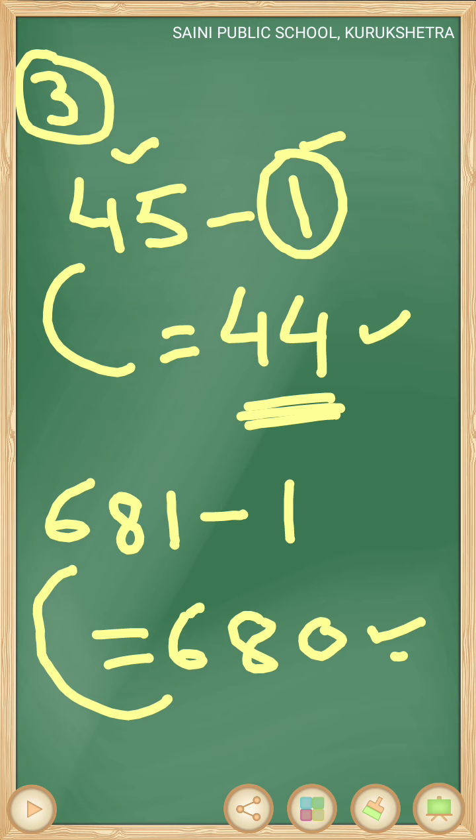So third property says if 1 is subtracted from a number, the difference obtained is always the predecessor of the given number. So this is all about subtraction and its properties.